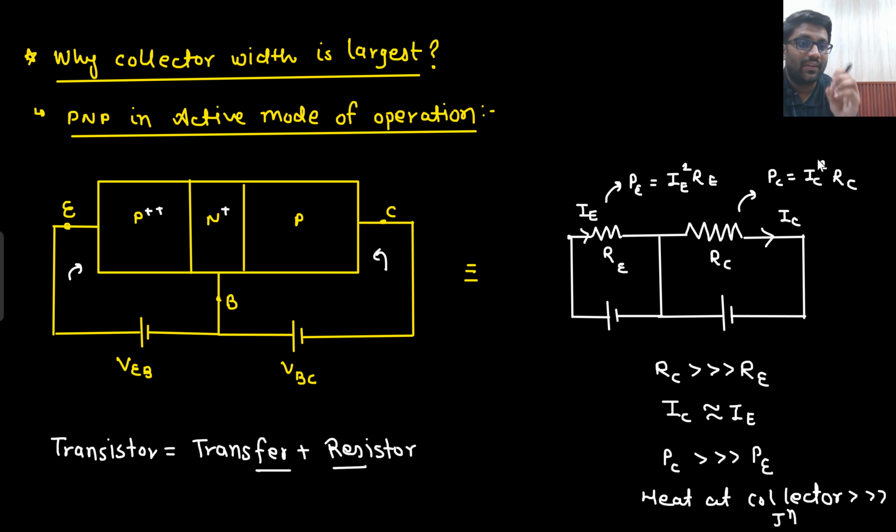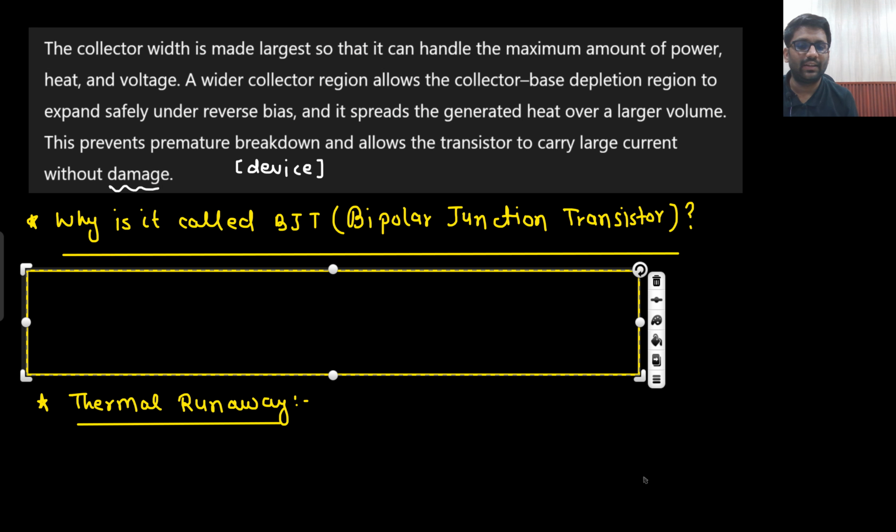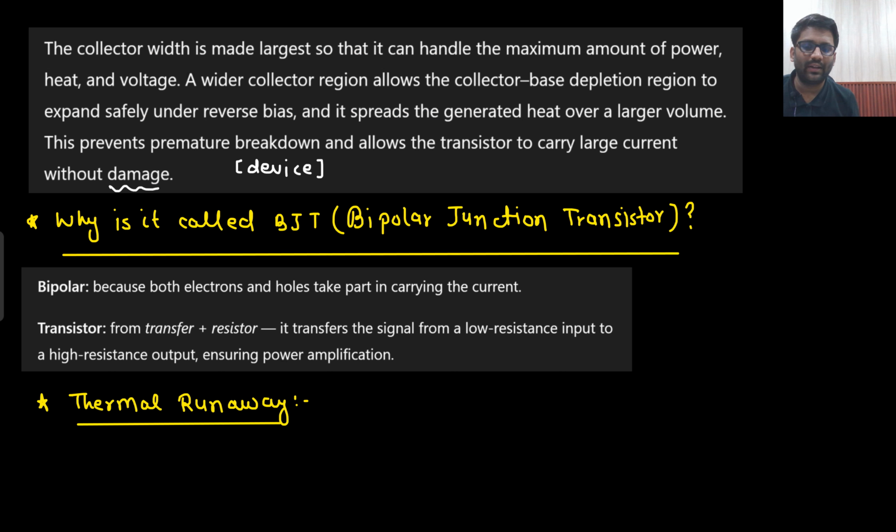All these names are given with respect to the active region only. Whatever analysis we do, we will consider that we are designing our BJT to operate in the active region. So transfer resistor, transfer plus resistor, that is known as transistor. And why it is called bipolar, I have already told, because electrons and holes both take part in carrying the current. Why transistor? Because it transfers the electrical signal from low resistance input to high resistance output, ensuring power amplification. That's why it is known as transistor.